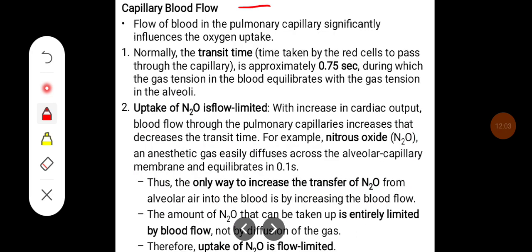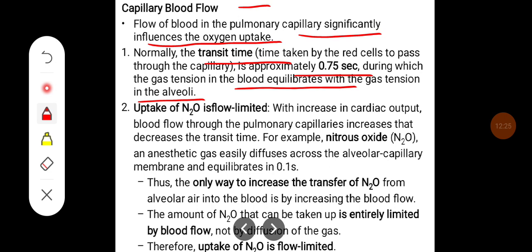Capillary blood flow. The flow of the blood in the pulmonary capillary significantly influences the oxygen uptake. Normally, the transit time, the time taken by the red cells to pass through the capillary, is approximately 0.75 seconds, during which the gas tension in the blood equilibrates with the gas tension in the alveoli.